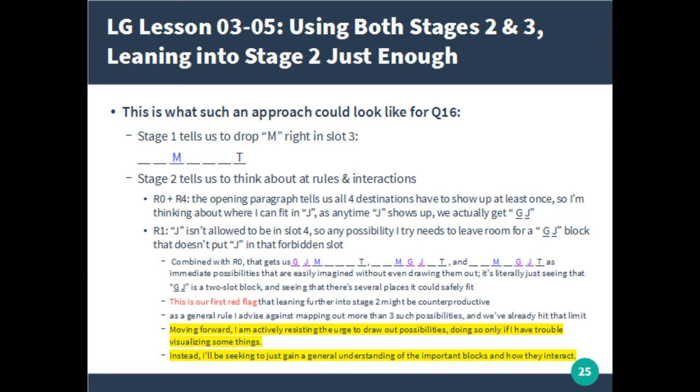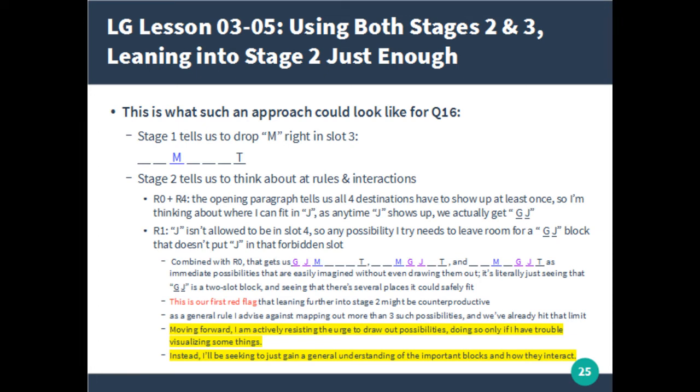Well, glad you asked. That's exactly what we're going to talk about here. This is what that approach would look like for question 16. So again, the stem tells us that M is in slot 3. So in stage 1 of our question analysis, that's exactly what we do. We drop the entity M right into slot 3, so we end up with the following picture. Blank, blank, M, followed by 3 more blanks, and then a T to bring up the rear, because one of the rules always puts T there. So that is pretty much it. I don't think there's anything else that mandatorily has to be true based on putting M in slot 3, so we can just stop there.